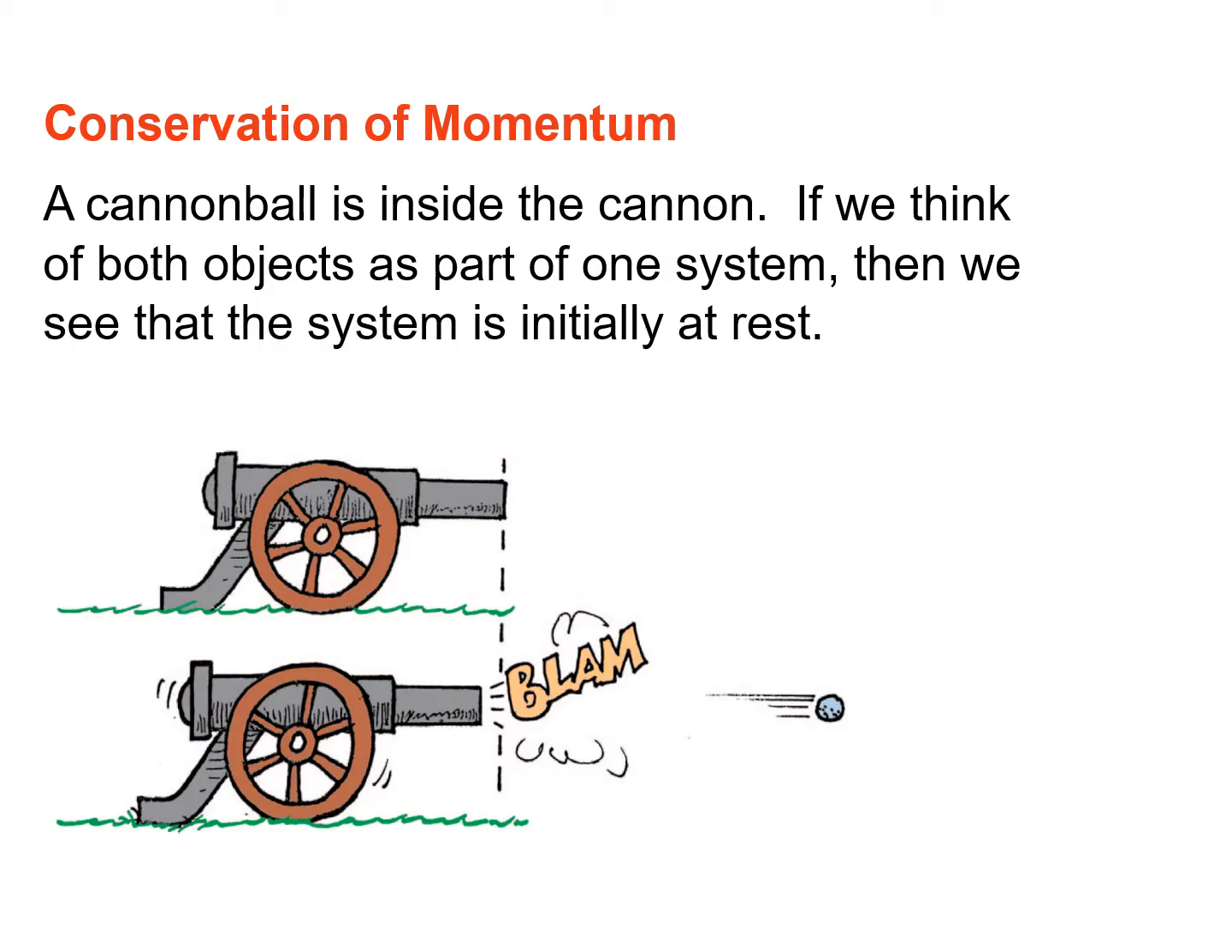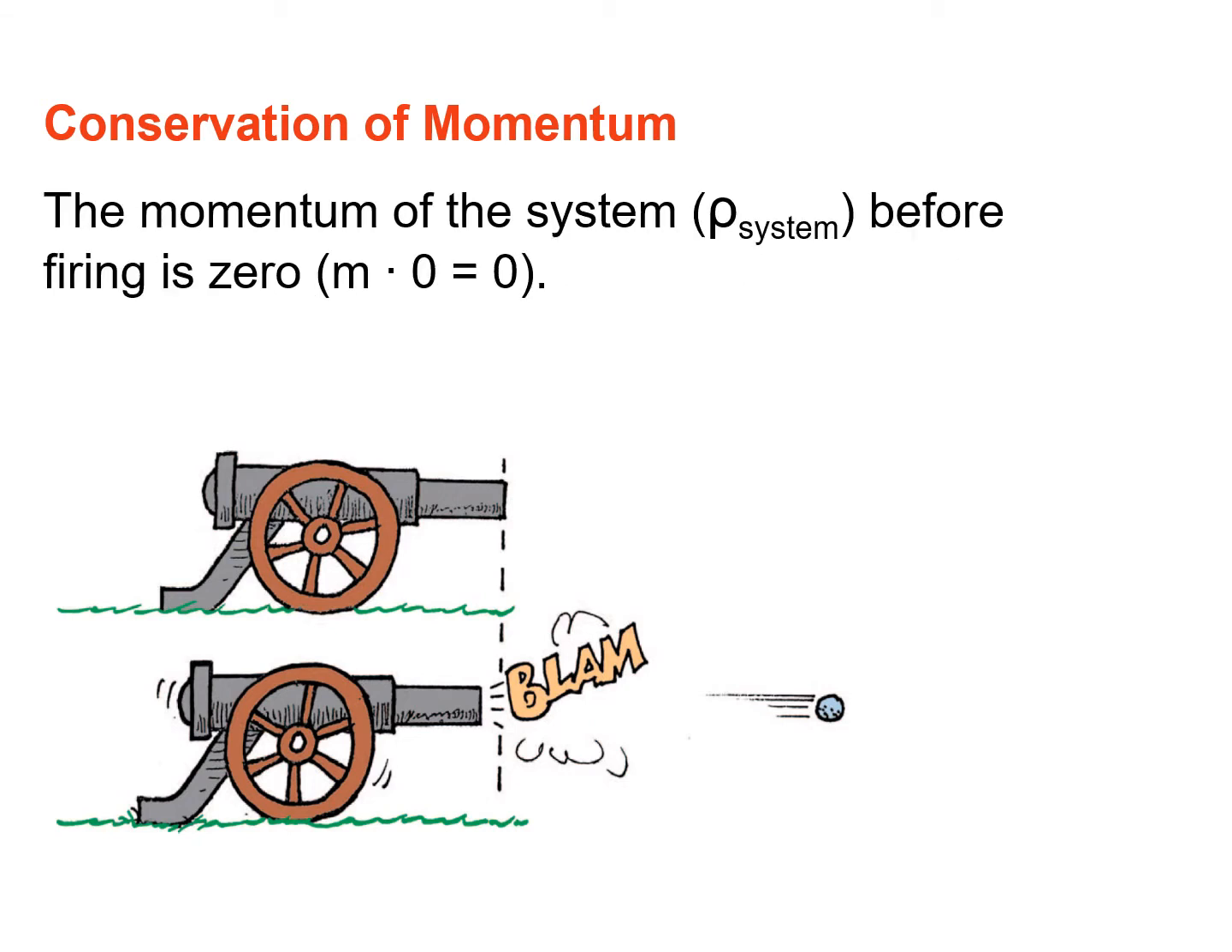Instead of looking at the apple-orange system, I'm going to start by looking at a cannon and cannonball. There's a cannonball inside this cannon, and we are going to look at it as if those two things are part of the same system. If looked at that way, neither one is moving, their velocity is zero, so the momentum of the system before anything happens is zero. It doesn't matter how massive the cannon is or the cannonball. If they're not moving, they have no momentum.